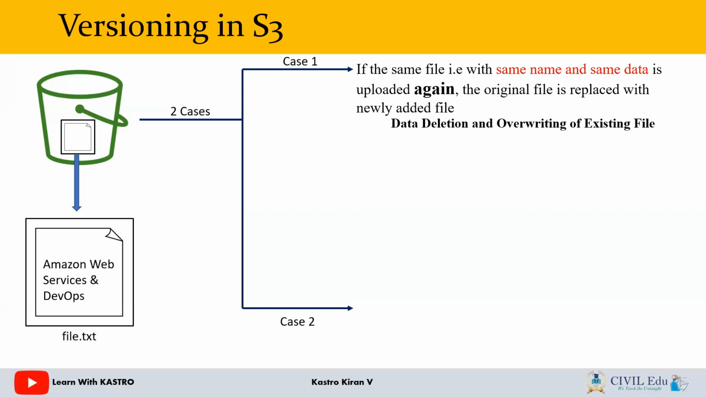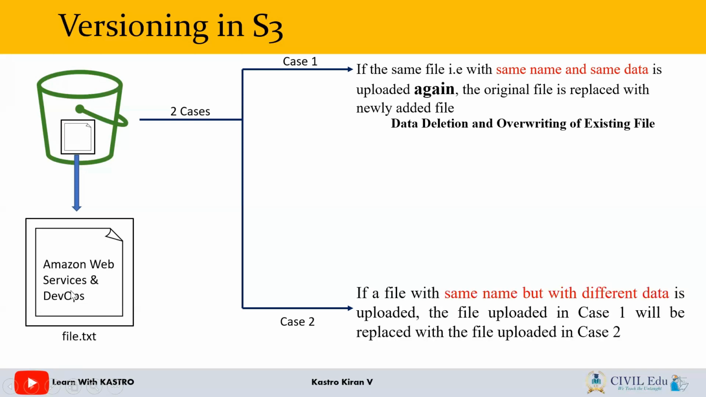But let's look at case two. In case two, I will upload the file with the same name, file.txt, but with different content. Let's say instead of Amazon Web Services and DevOps, I have written the content as GCP and DevOps, but the name of the file is the same. In all these cases the file name is the same, especially in case two: I'm not going to change the name of the file, but the content inside the file I'm going to change. Now, when I upload for the third time with the same name but with different data, what is going to happen?